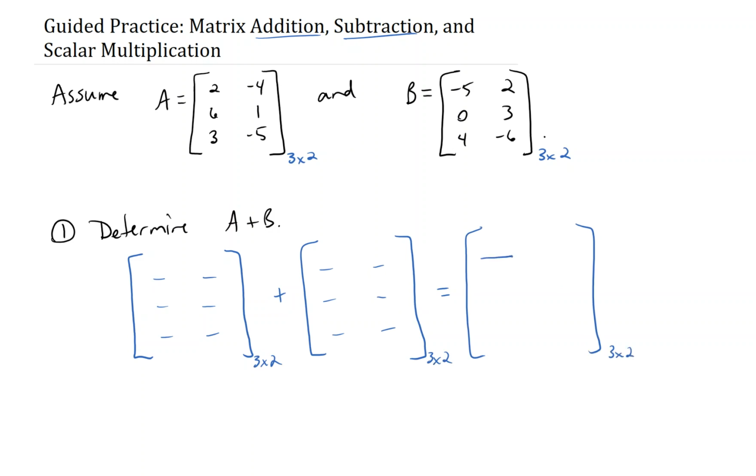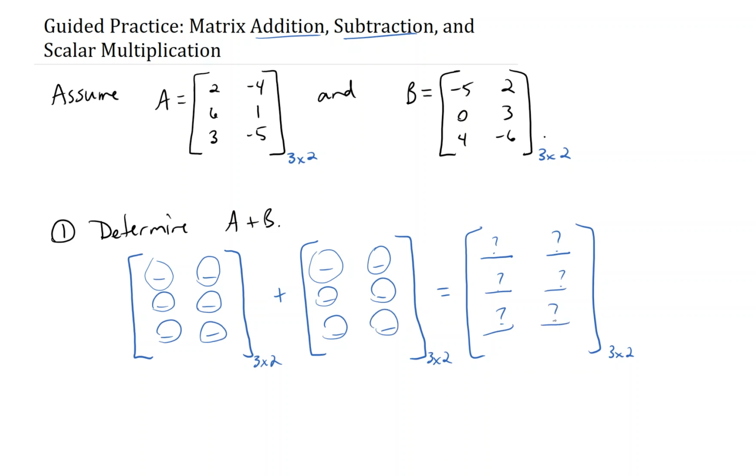To get the entry in the first row, first column, just add the corresponding entries of the 2 matrices. Add those together and put the result here. And similarly for all the other entries, add together and put the corresponding result. This shouldn't take long at all. Just be careful about adding. Pause the video to work that out, and once you're done, come back and I'll tell you the correct answer and you can see if you got it right.